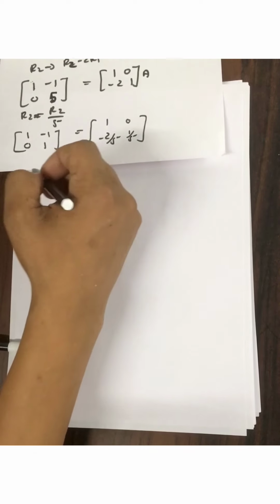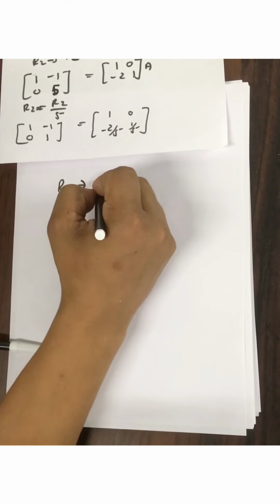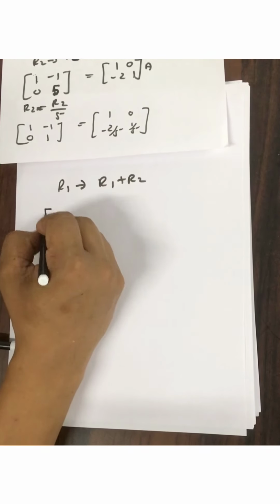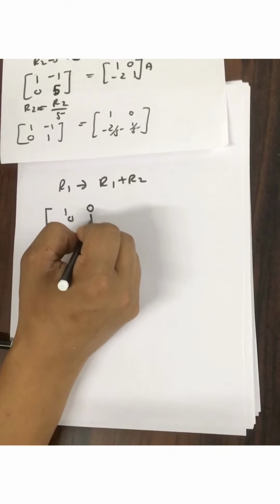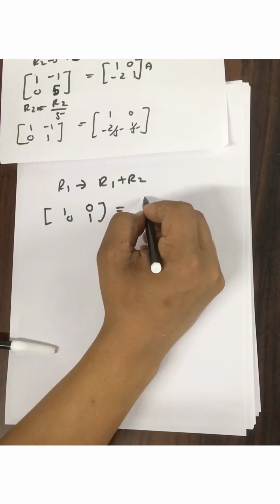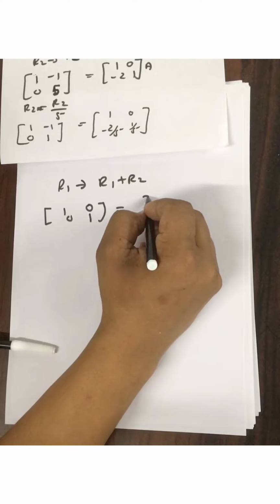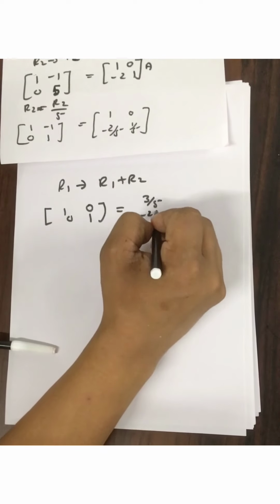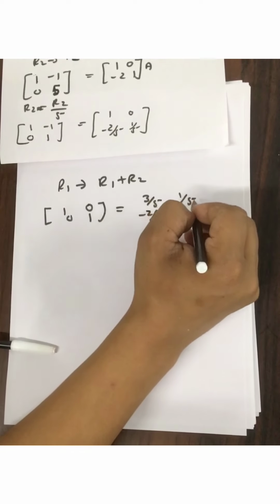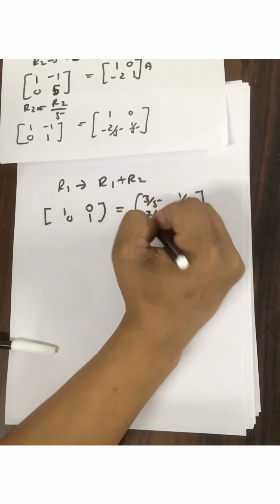How to get rid of this? In R1, we can do R1 plus R2. So this will become 1 0 and 0 1 equals, and this will become, we add up 1, this 5 minus 2 is 3 by 5, this will remain like this, and this will become 1 by 5, and this will remain 1 by 5, into A.